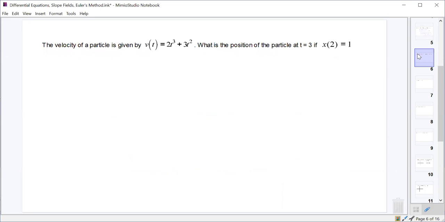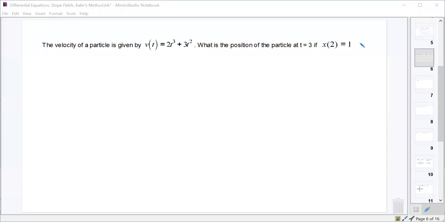Okay, so now we'll do a couple of motion problems, remembering that the integral of velocity is position, and these should be pretty straightforward, I hope. The integral of velocity is position, and the integral of acceleration is velocity. So you should be able to determine what the position of the particle is at t equals 3, given its position at t equals 2 and the velocity function. I'll give you a minute to do this one on your own, and then we'll do the next one together probably.